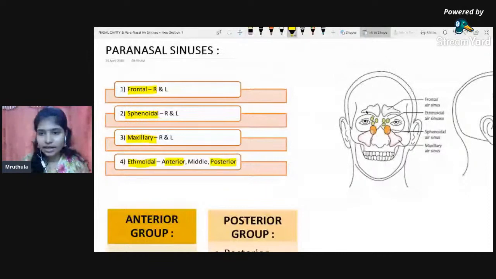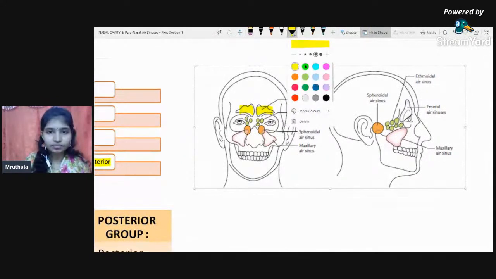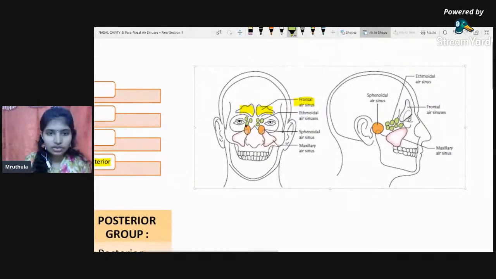I'm highlighting that in yellow color. You have two air sinuses, the frontal air sinuses, right? Second one, just below the frontal air sinus, we have the ethmoidal air sinus. The green colored one is the ethmoidal air sinus. So these three form the ethmoidal air sinus.